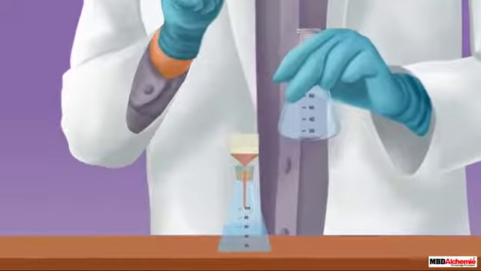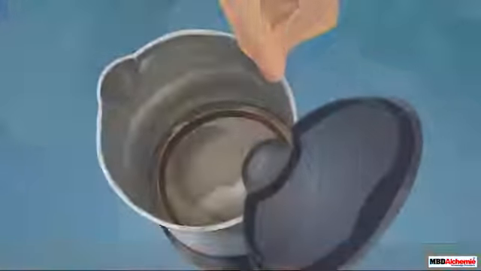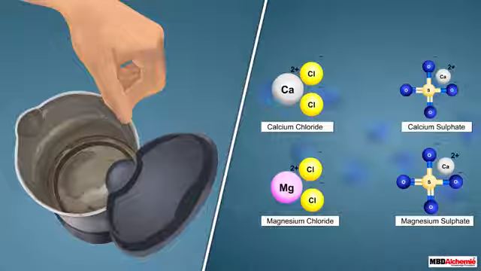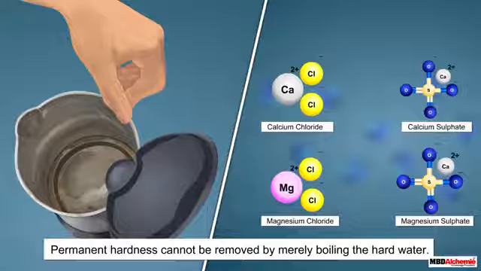Now that we have studied the temporary hardness of water, let us learn about the permanent hardness of water. You may have noticed a hard white coating inside the electric kettles, on showers, and even inside utensils in which water is boiled. This hard white coating results due to permanent hardness of water. The permanent hardness of water is caused due to the presence of chloride or sulfate salts of calcium and magnesium. The white coating seen on different surfaces is nothing but a deposit of these salts. Permanent hardness cannot be removed by merely boiling the hard water.